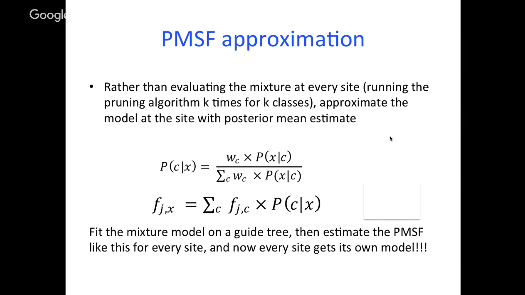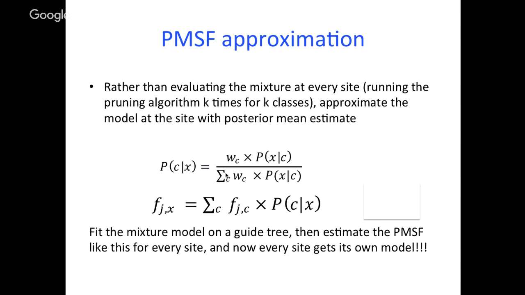So rather than evaluating the mixture at every site, what we're going to do is approximate the model at a site, similar to how Halpern and Bruno did. They tried to estimate the frequencies at every site, but that ran into problems. We're not going to estimate them in the same way. We're going to approximate them using a posterior mean estimate. And this is essentially an empirical Bayes type method.